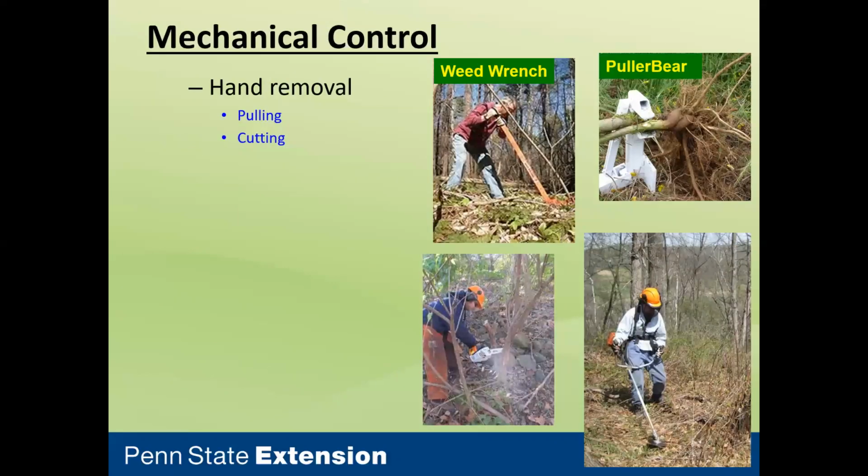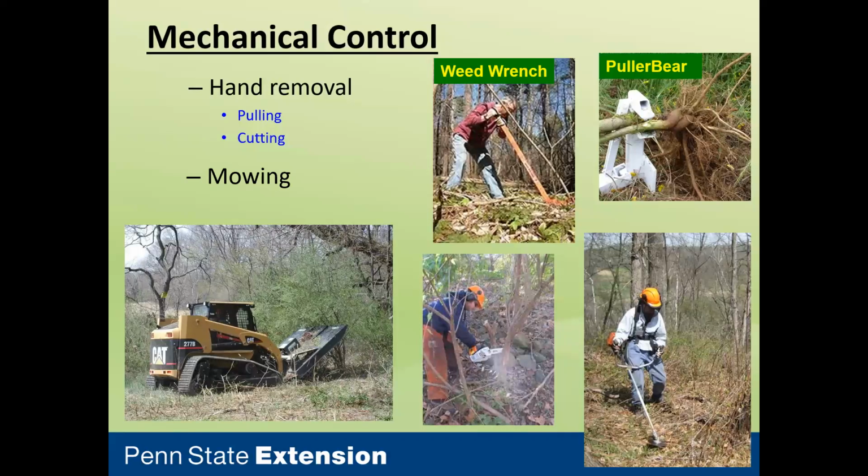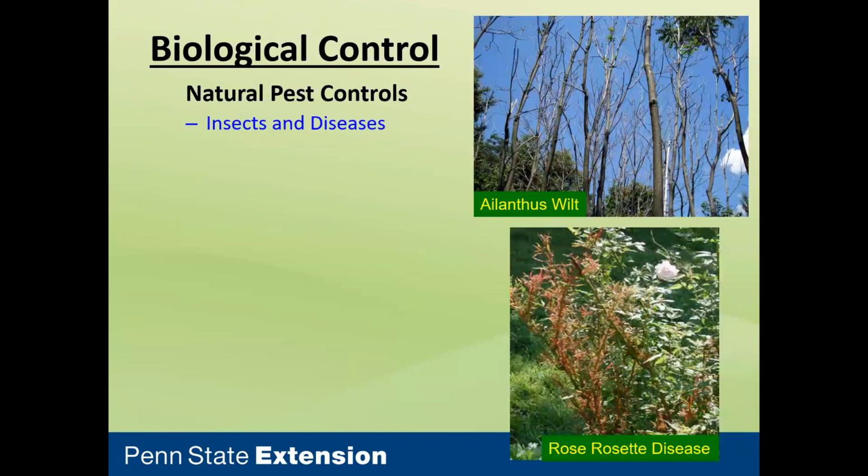So the next one is mechanical control, and this is things like hand removal, including pulling or cutting, mowing, things like that, using weed wrenches, or the latest now is called the puller bear. But the issue whenever you're doing any kind of cutting or mowing of these plants is they're typically just going to resprout on you. So you need to understand that this is oftentimes used to provide access into areas, but without follow-up herbicide treatments, cutting is likely going to be very ineffective at actually getting rid of the plants.